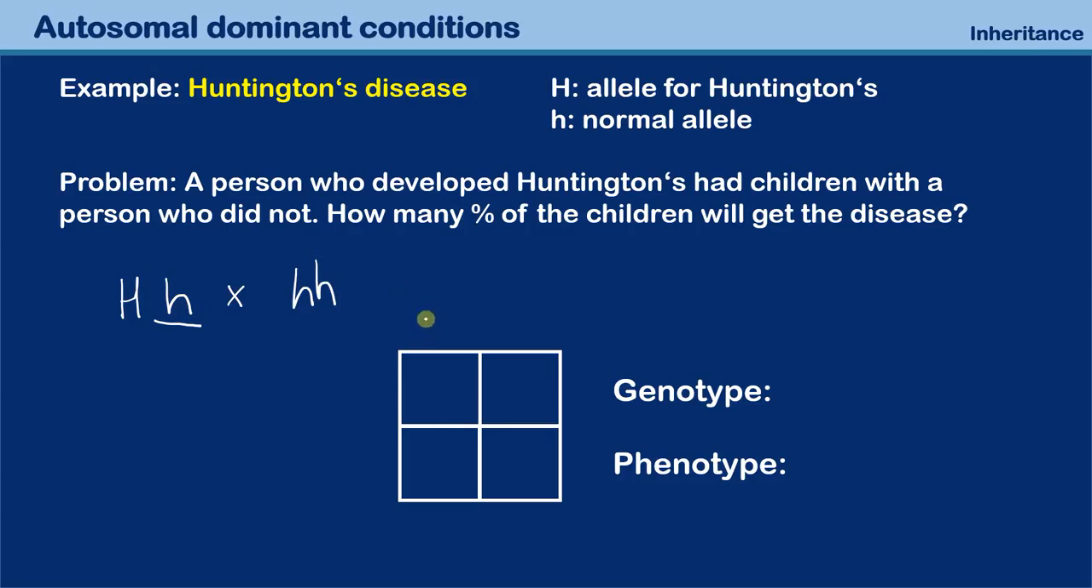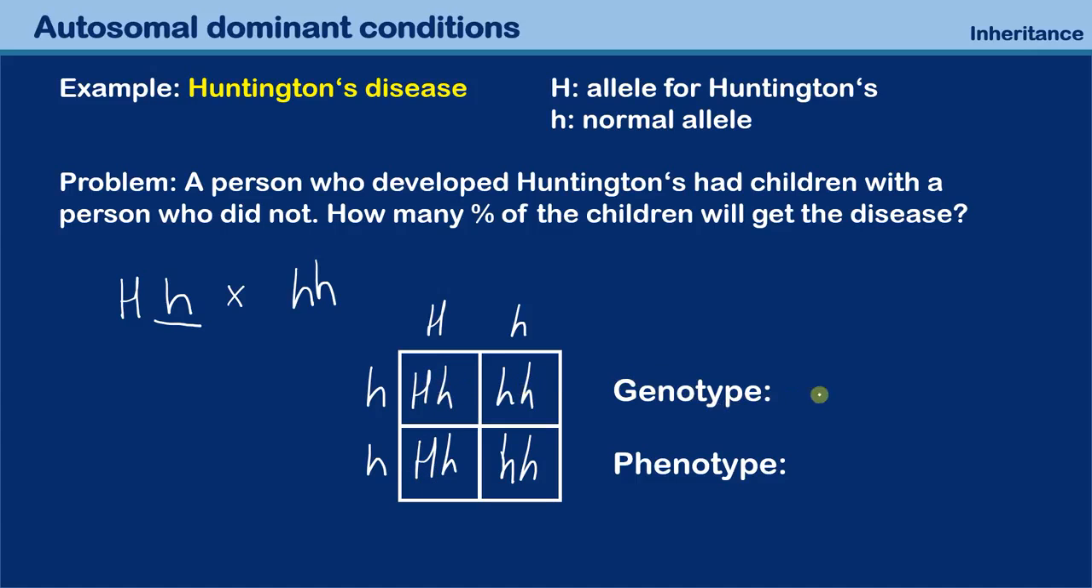So we do the crossover here. Capital H, lowercase h, capital H, lowercase h. We do the cross here as well, and over here. So if one of your parents had Huntington's and the other parent did not, then you have a 50% chance of also developing it when you get older.